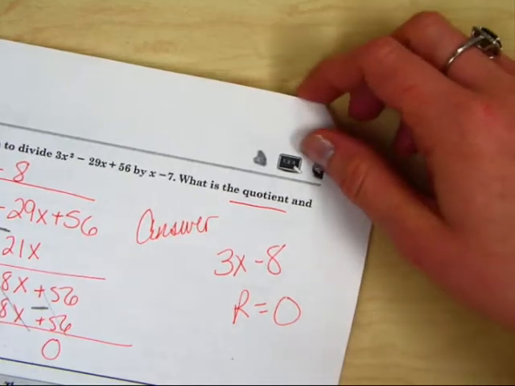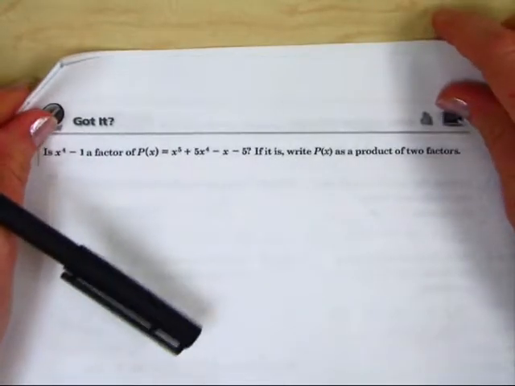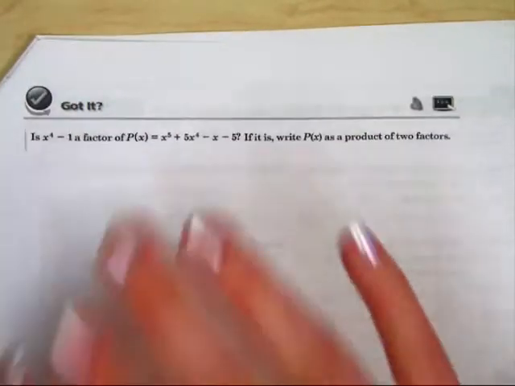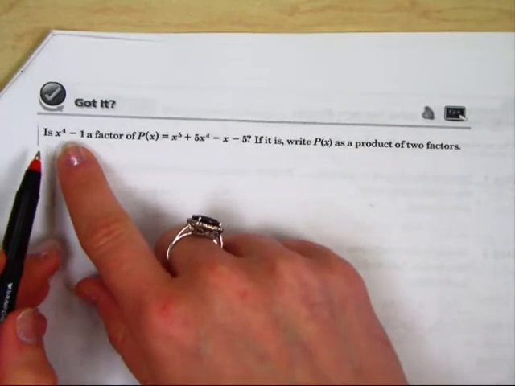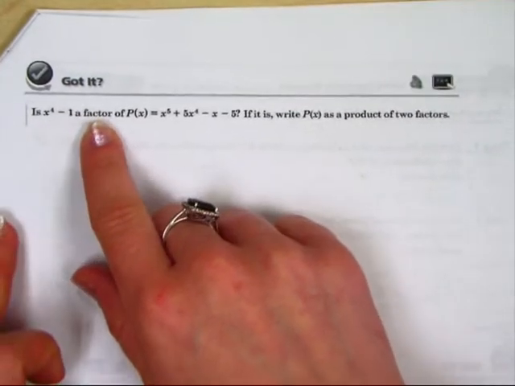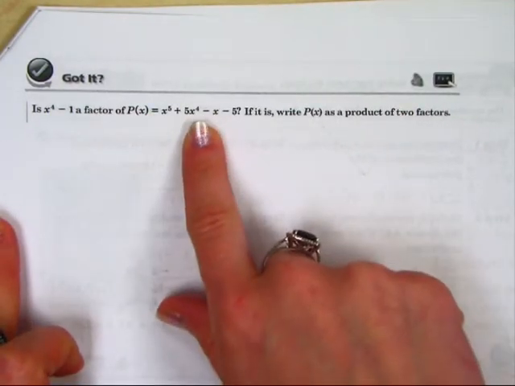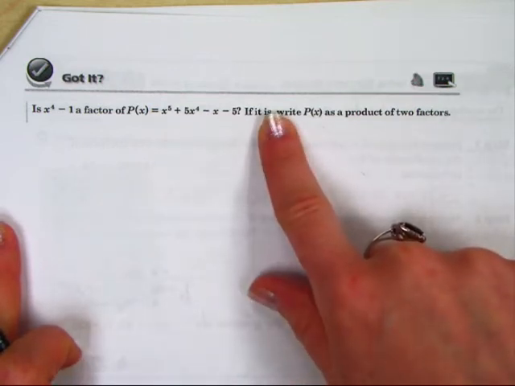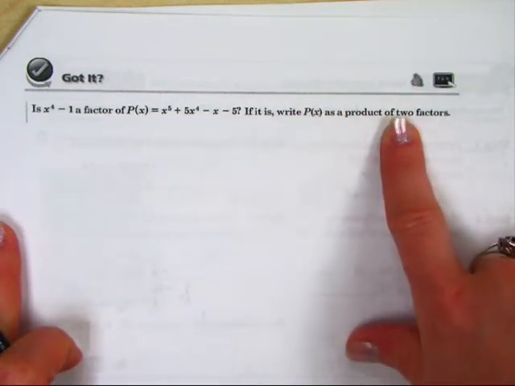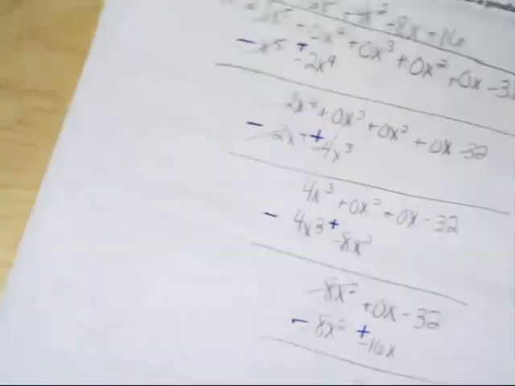Let's move on to Got It number 2. Got It number 2 asks the question, is x to the 4th minus 1 a factor of this polynomial? If it is, write it as the product of two factors. So if you need some practice, go back and take a look over here, and now we'll just apply that on this side.